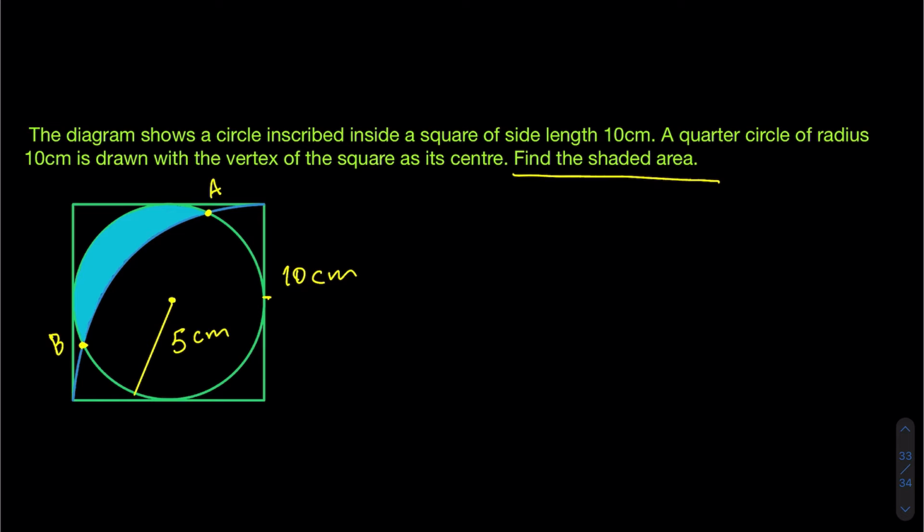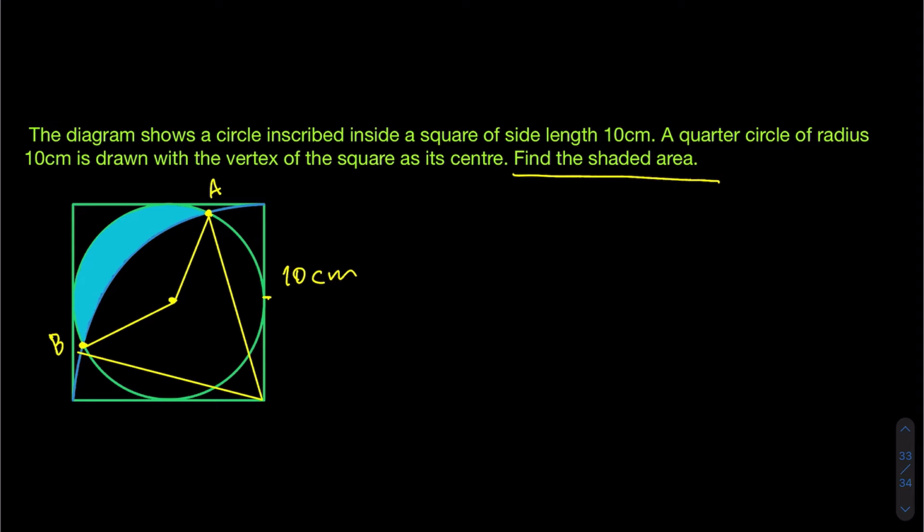And also I can connect these 2 points to the center of this circle. And as you see, I can create a sector. And also I can again connect these 2 points A and B to the center of the larger circle, and make another sector, right?